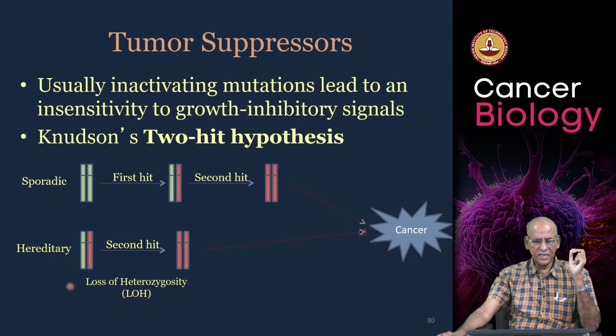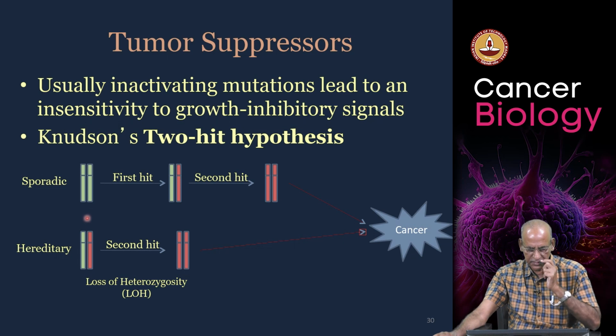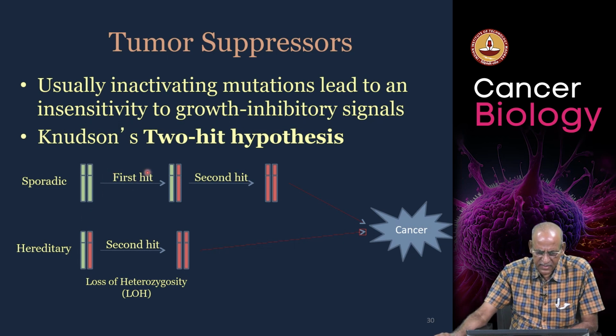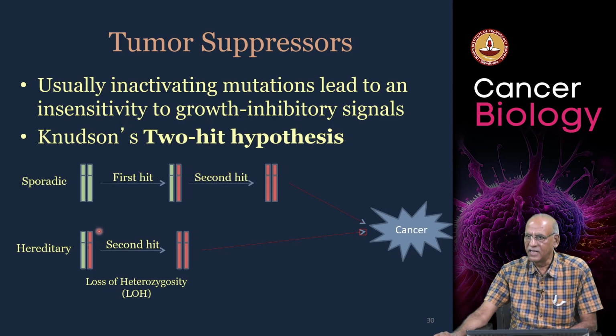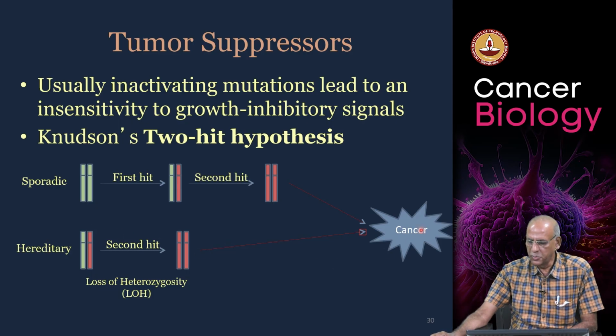And he said that in most of the sporadic cancers, I told you what sporadic and hereditary cancers are already. In sporadic cancers, he saw that there is a first hit and there must be a second hit. Two hits are necessary, and ultimately you get cancer. If you have inherited some mutation in one of the alleles, you may be all right for some time, but if there is a second hit, then you get cancer.